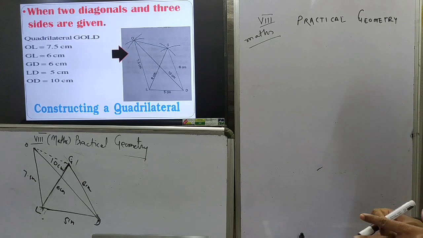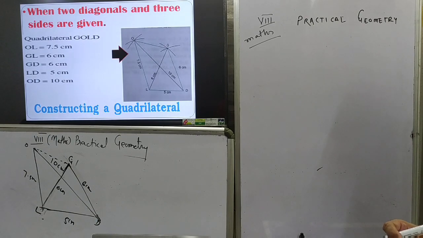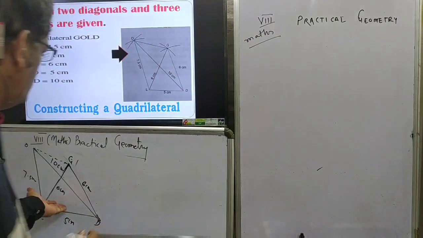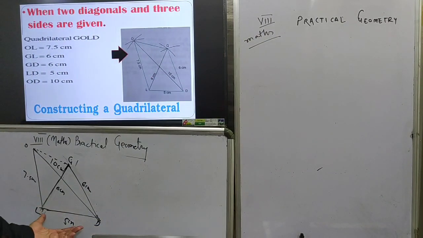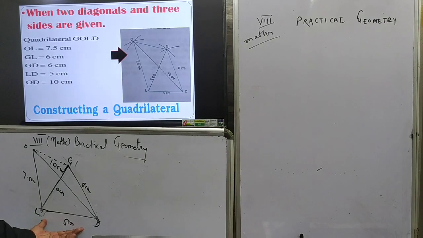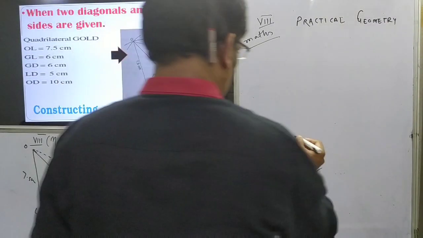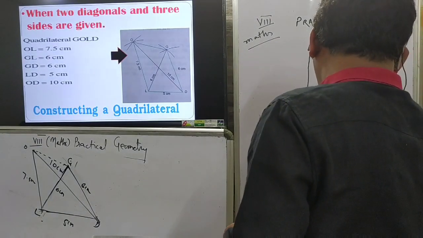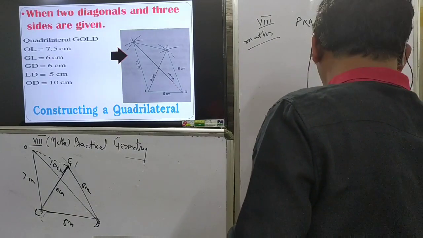Now we do another problem in which we want to construct a quadrilateral with two diagonals, and three sides are given. First of all, let us do the rough diagram, and we start with not a diagonal but with the LD side. So first of all, construct this LD. LD equal to 5 centimeter.